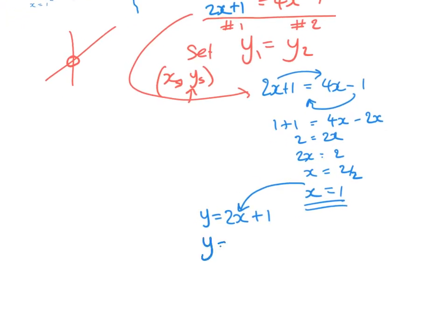So we solve that out. y will equal 2 times 1, this guy, plus 1. So y equals 2 plus 1, which equals 3. Again, we found that the point of intersection of those two lines is (1, 3).